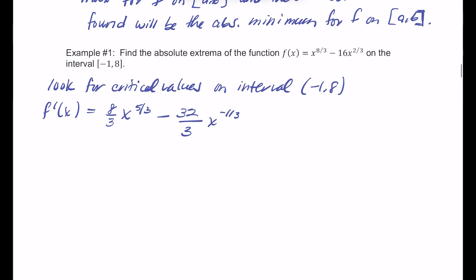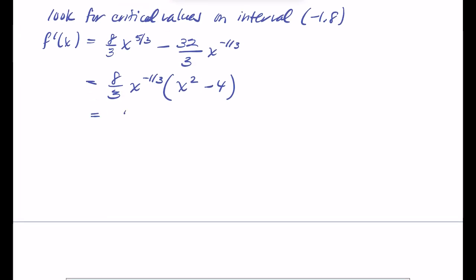So let's see here. We can factor out an 8/3, and I can also factor out a -1/3. If I divide 8/3 x to the 5/3 by 8/3 x to the -1/3, 8/3 divided by 8/3 just cancels out. 5/3 minus -1/3 is actually 6/3, which is 2, so I get x squared. And then if I divide -32/3 by 8/3, I'll get 32/8, which is 4, and it's negative, and then the x's cancel. And then I can just rewrite this as 8/3 times x squared minus 4 over x to the 1/3.